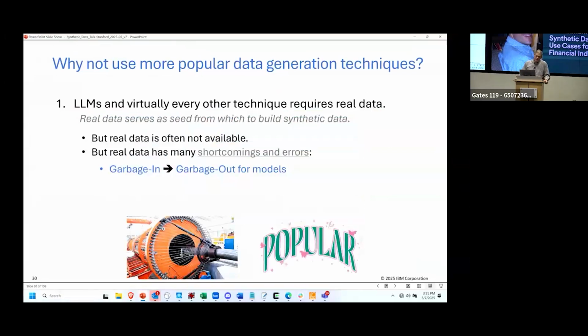As I've said, you could use LLMs, but they have two fundamental problems, the two sub-bullets here. Real data is often not available. I'm talking about in the financial domain, so you can't really take real data and create nice new stuff. And it's got a lot of shortcomings and errors, and I'll get into that in more detail in a minute. But those shortcomings really make for a garbage in, garbage out situation, I think, if you were actually able to access it and use it.